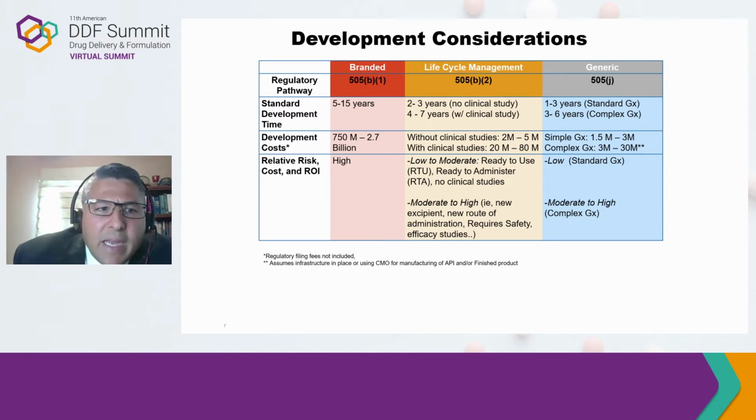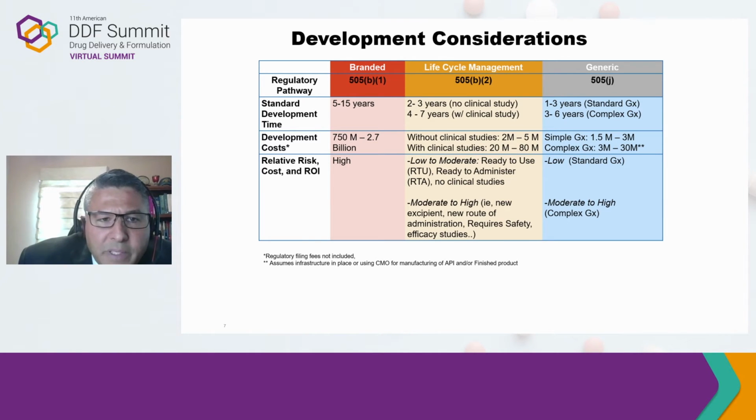So let's take a look at the standard development time. The branded drug typically is along the lines of somewhere 5 to 15 years for standard development time, and the development costs are relatively high, a billion plus, as opposed to a generic where you may have a more straightforward type of generic where it's on the order of 1.5 to 3 million. The development cost for a complex generic, though, could be much greater, depending on the type of complex generic that is being developed and assuming if additional infrastructure costs need to be in place.